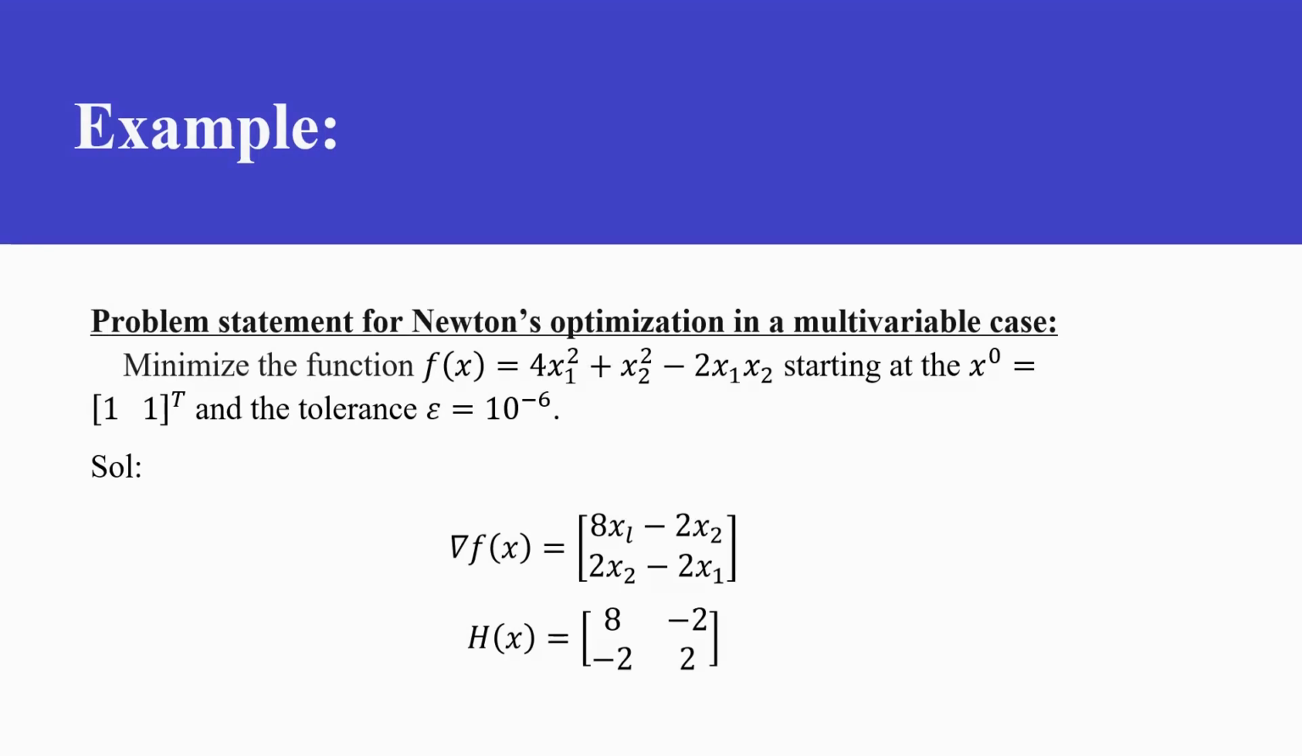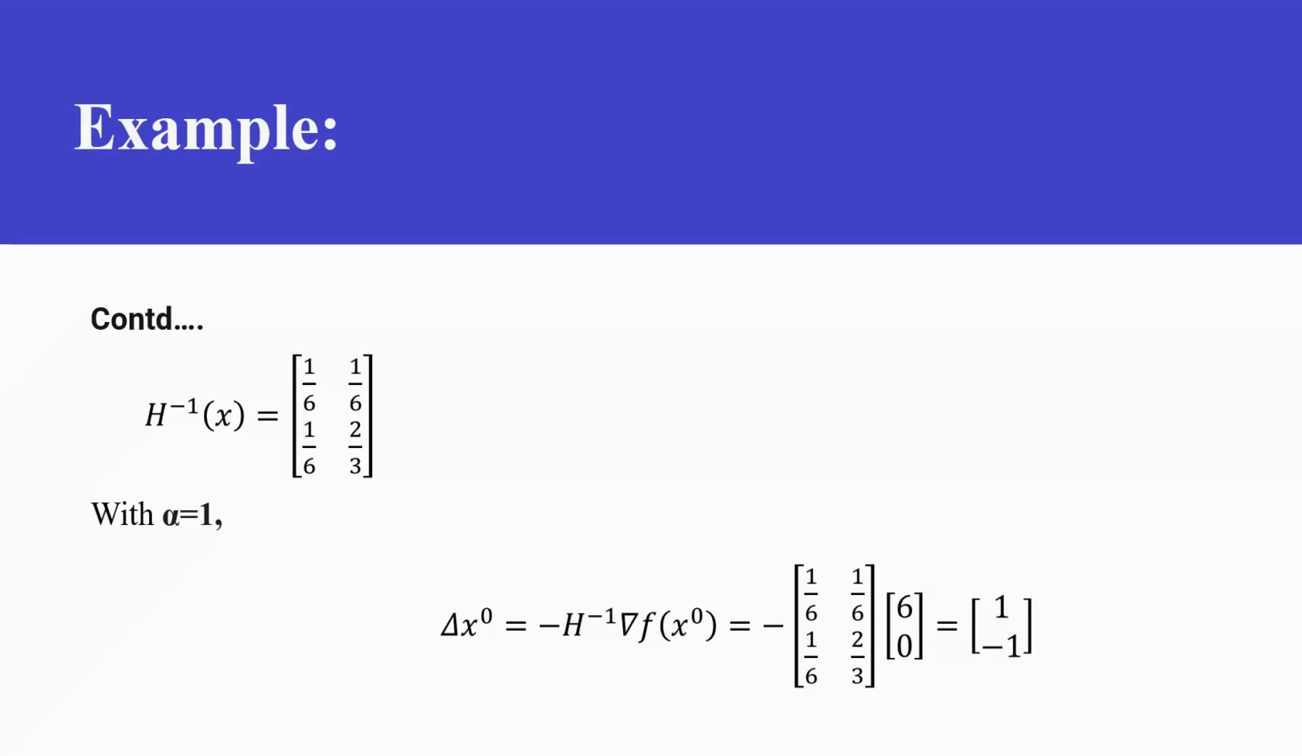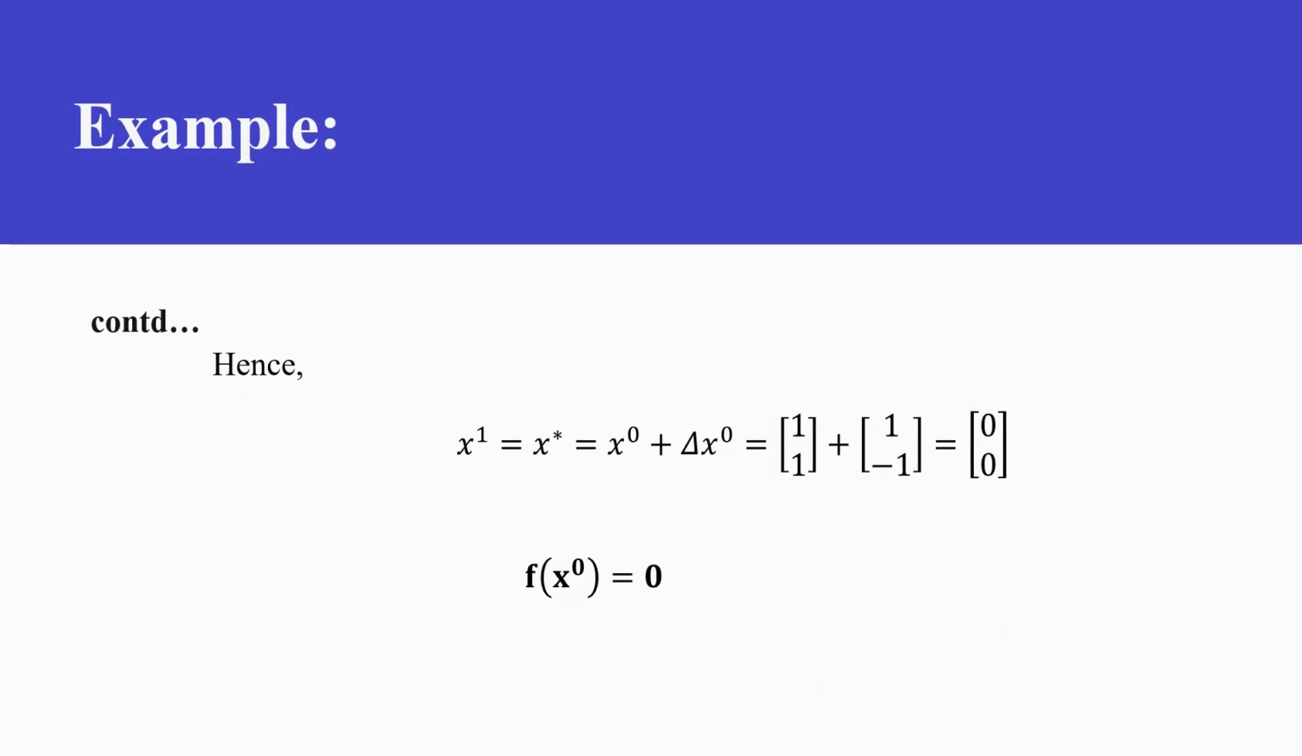Problem statement for Newton's optimization in the multivariable case. Given a function f(x) = 4x1² + x2² − 2x − 2, we have to find the minimizer of this function. Given initial value x0 = (1, 1) and tolerance epsilon = 10^-6. First of all, we have to find the gradient of this function, and then we will find the inverse of the Hessian matrix, and then we will find the next point by using the same formula which was shown in the mathematical interpretation of Newton's optimization in the multivariable case.